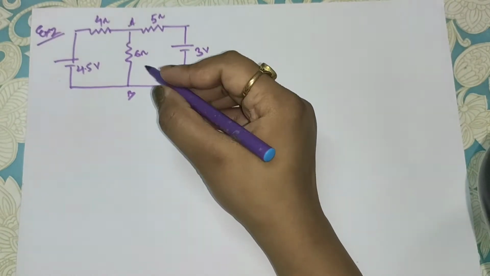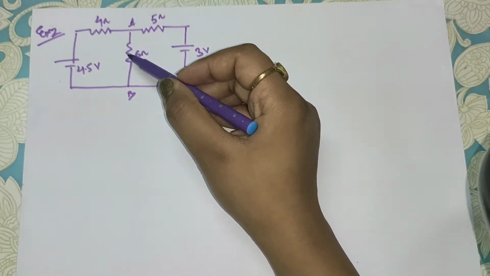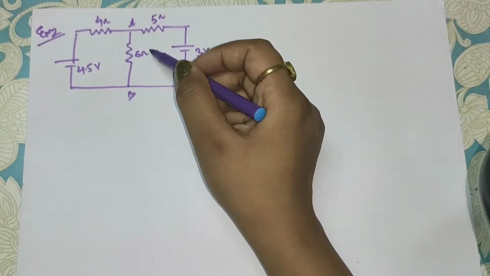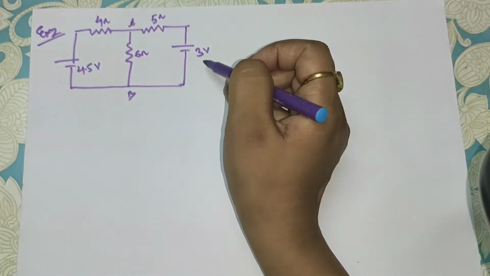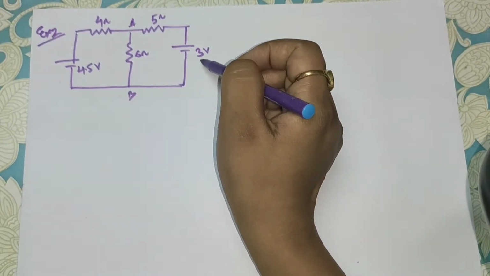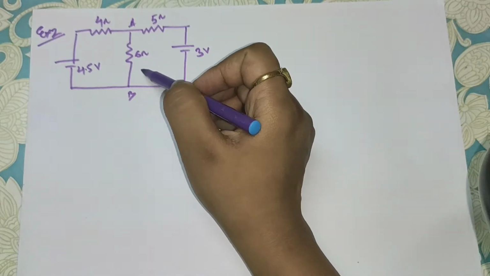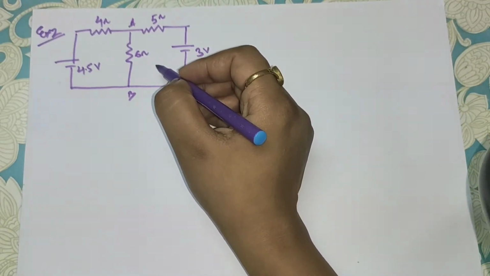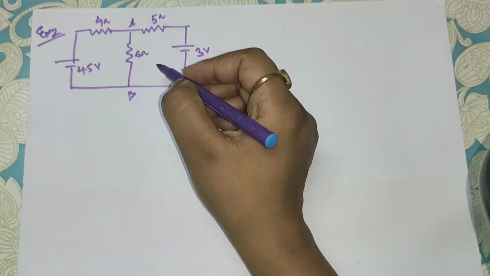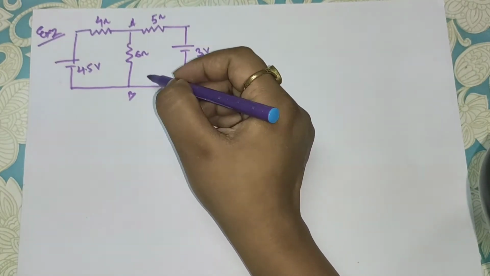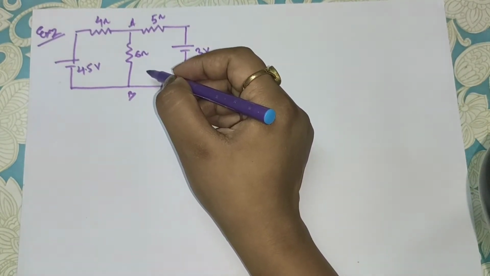Now you have to calculate the current of the Norton equivalent circuit with respect to AB terminal. This is your circuit, 4.5 volt and 3 volt sources are there, 4 ohm, 5 ohm and 6 ohm resistances are there. So what you have to do, first, the load is 6 ohm resistance.